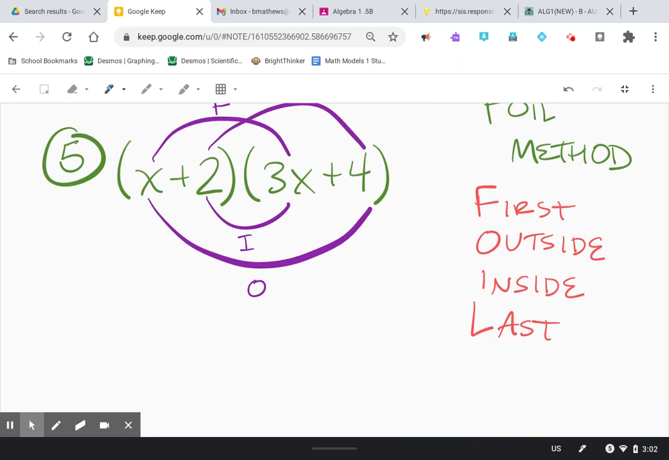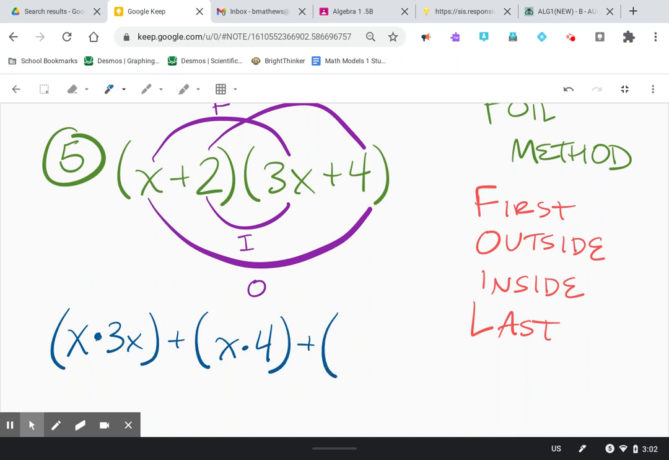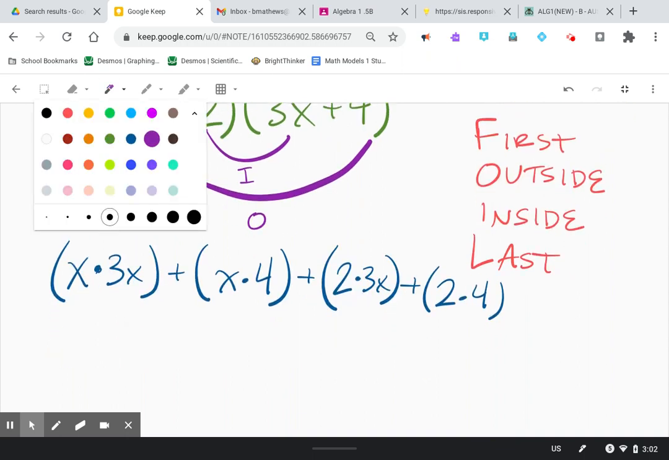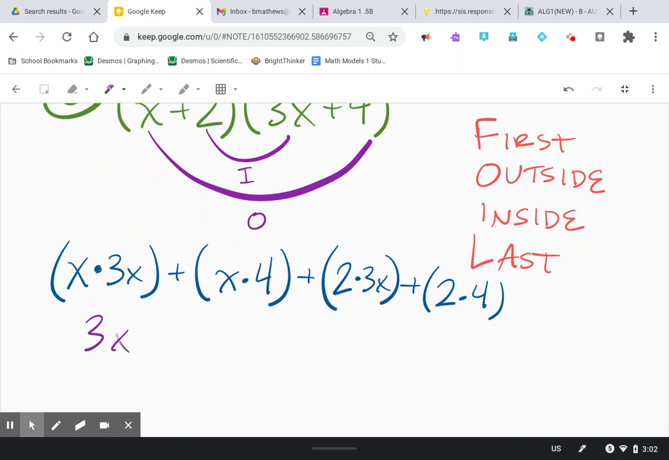So for first, I'm going to do x times 3x, plus outside x times 4, plus 2 times 3x, plus 2 times 4. And then I go ahead and do each one of those, work it out. X times 3x is 3x squared plus 4x plus 6x plus 8.